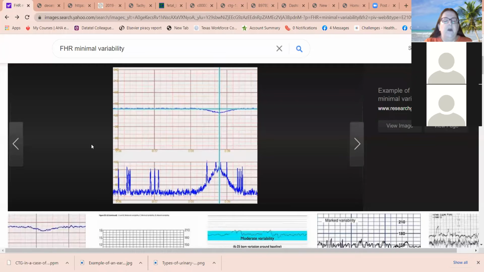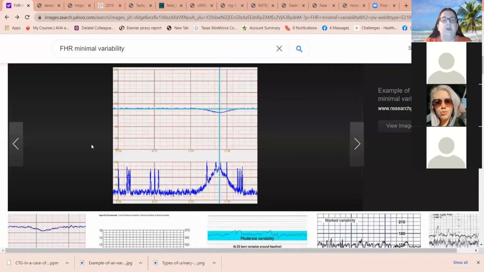Okay, so about 140. This is really difficult to see. So you guys did a good job. Now, can you tell me about the variability on this strip? Okay, the term that we use is minimal. Everybody's getting the right idea. I would say this is barely minimal. If I could see the strip better, I'd try to make a determination if it's minimal or absent, but it's very, very minimal variability.